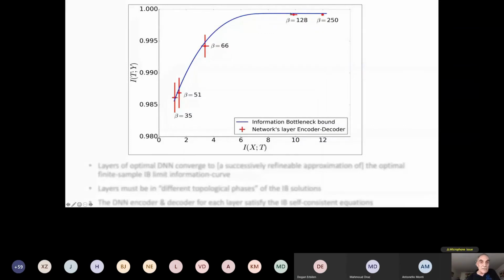Now, this is the gist of the theory, and we actually see that in real neural networks, the final location of the layers lies very close to this theoretical limit with some statistical scatter. So we can actually assume that the layers of deep learning really satisfy this self-consistent equation. And that's a very big story in terms of understanding what the neural networks are doing.